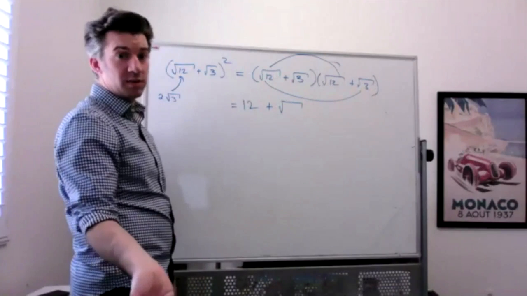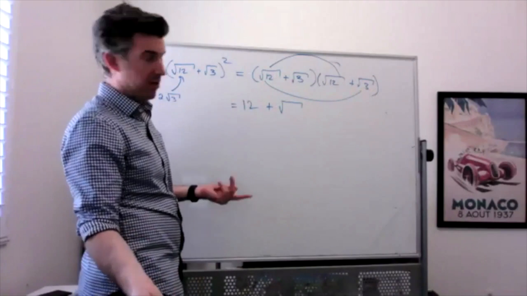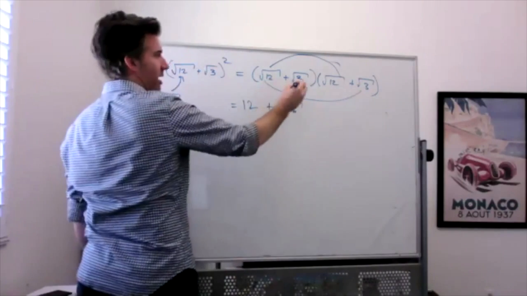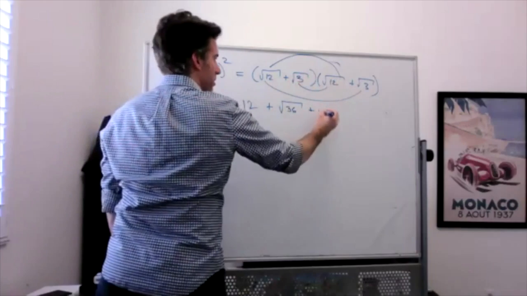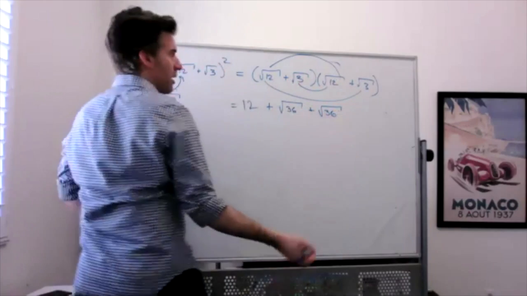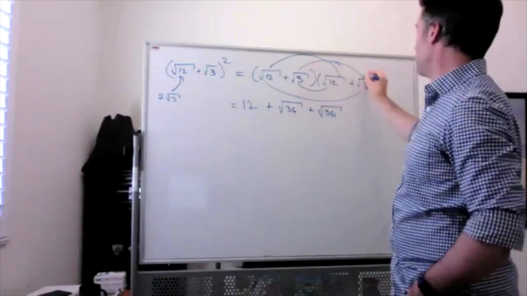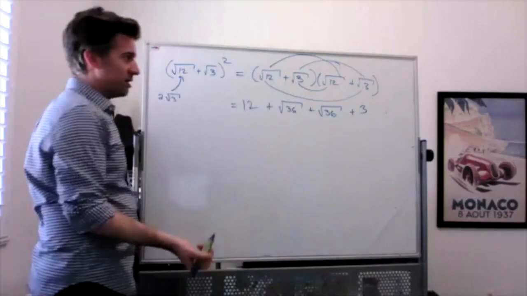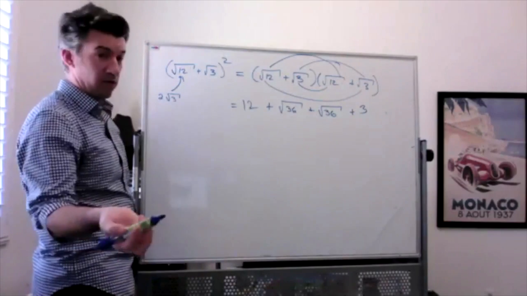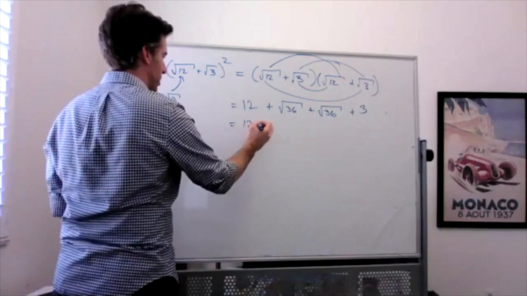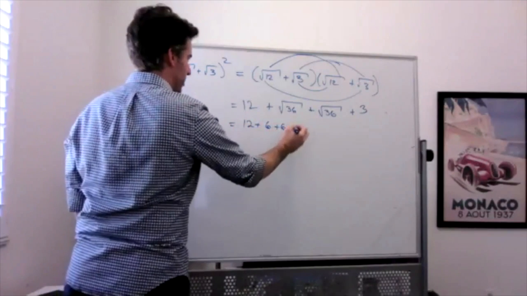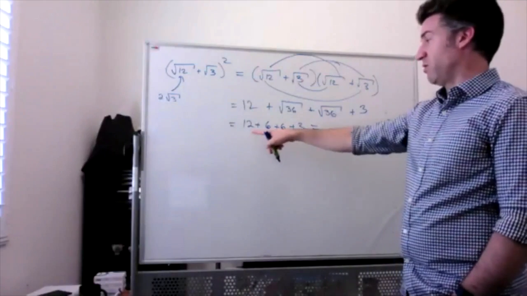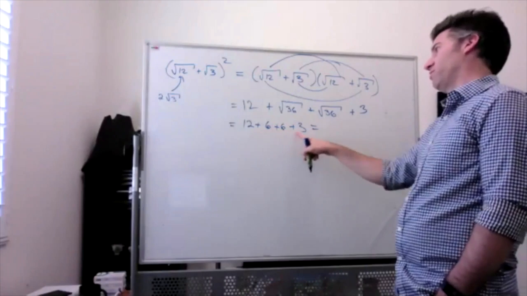So when we multiply square roots together, you just multiply the insides together. 12 times 3 is 36. And I get that there. I also get it here. And then the square root of 3 times the square root of 3 is 3. Now this one happens to work out nicely. The square root of 36 is just 6. So I get 12 plus 6 plus 6 plus 3, which is equal to 12 plus 6 is 18, plus 6 is 24, plus 3 is 27.